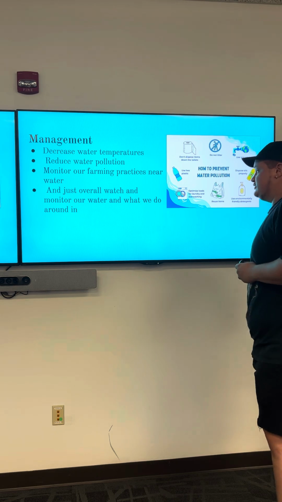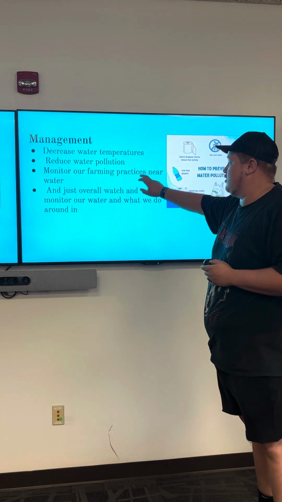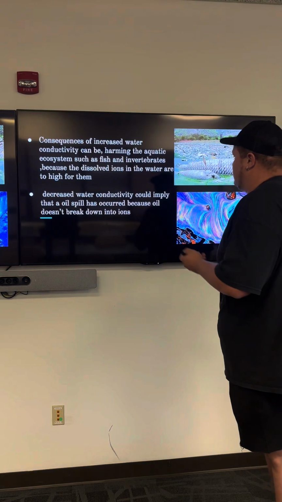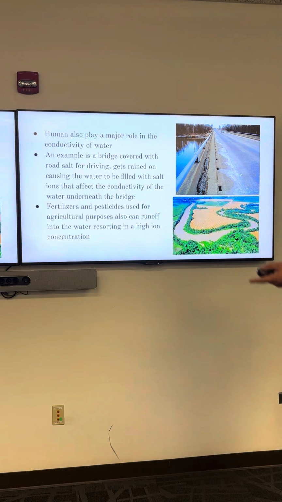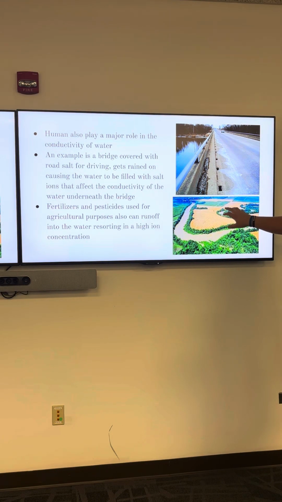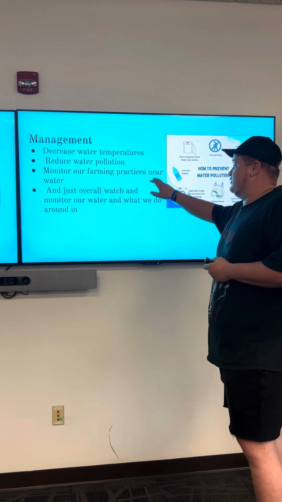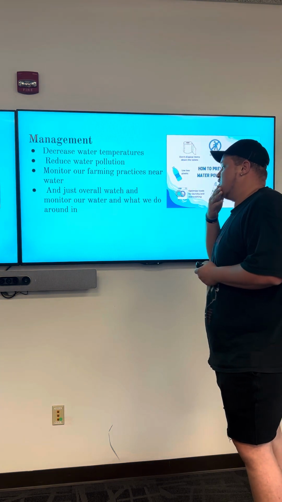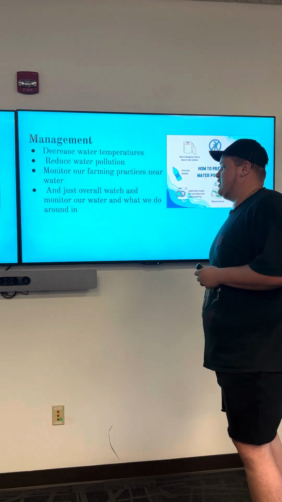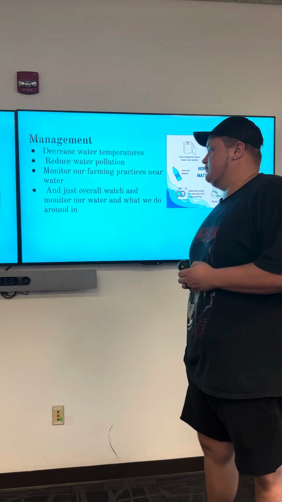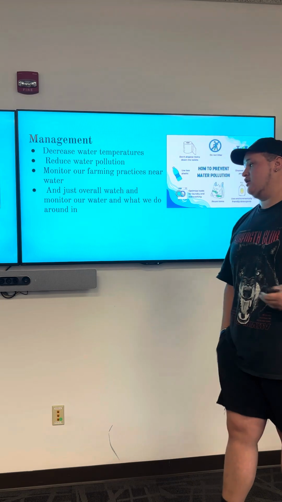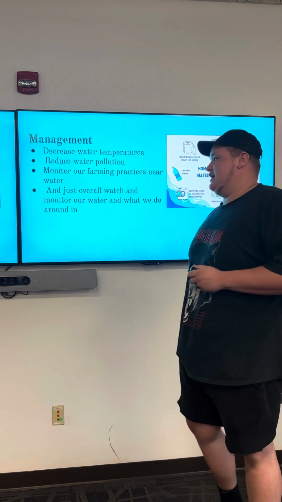We can also monitor our farming practices near the water. Like I said two slides ago, agriculture, fertilizer and pesticides are a big reason for ions getting into water, which can cause conductivity. So reduce the farming practices. We can just overall watch and monitor our water and what we do around it. There's only so much fresh, usable water on the earth, so we have to take advantage of that and take care of it.